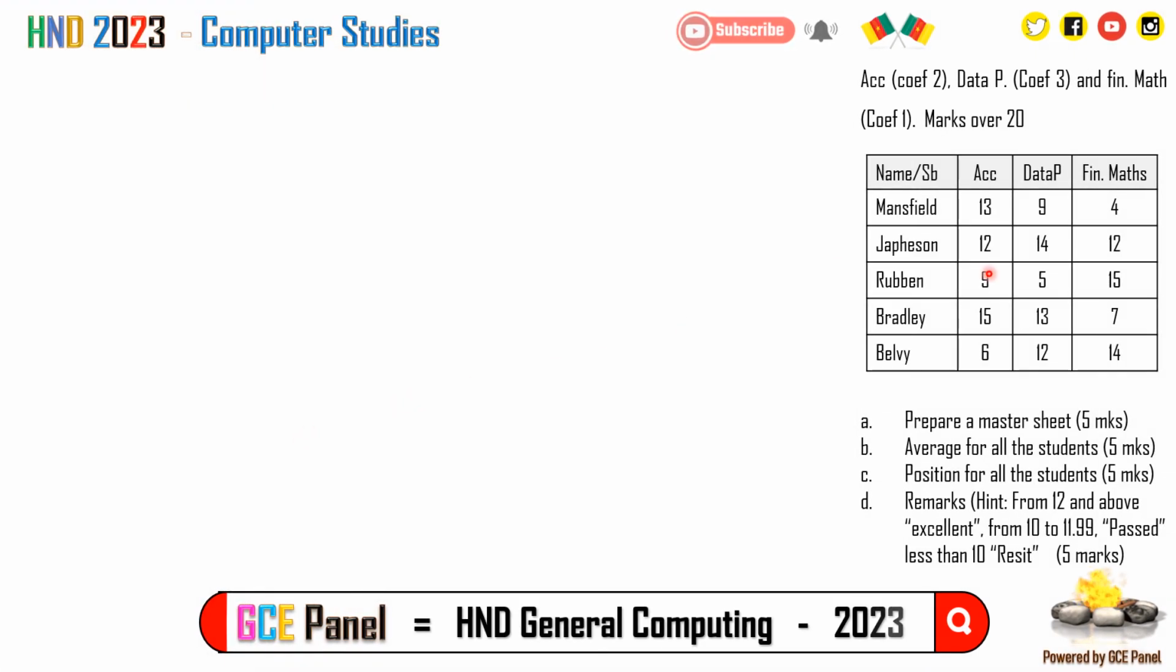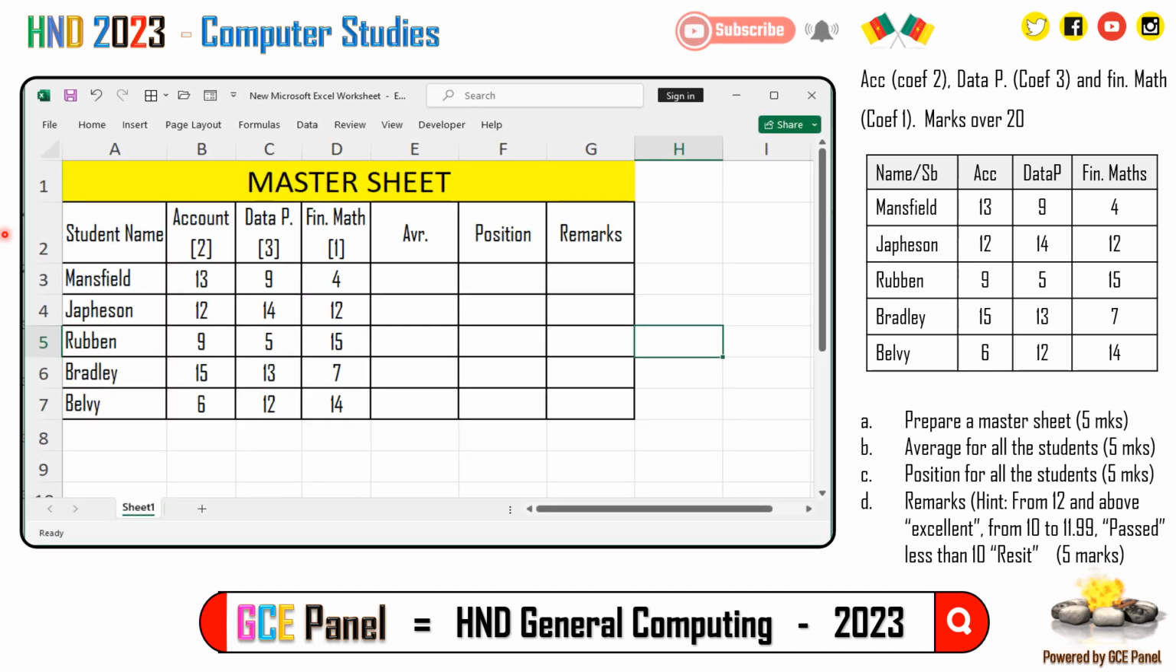So this is a summary of what they want us to do. So now this is my spreadsheet. I want to create a master sheet. These are the marks. I've not yet changed anything. Here I can set accounting coefficient 2, data processing coefficient 3, financial math coefficient 1.